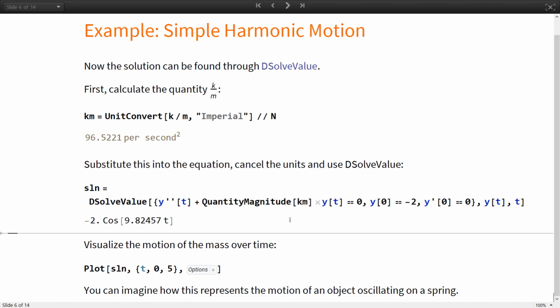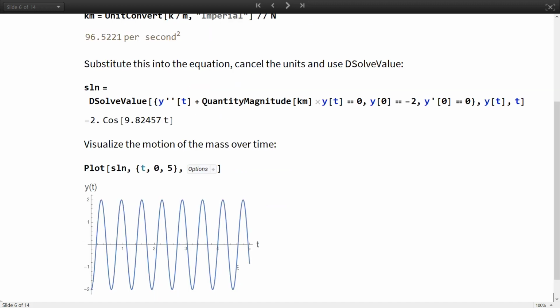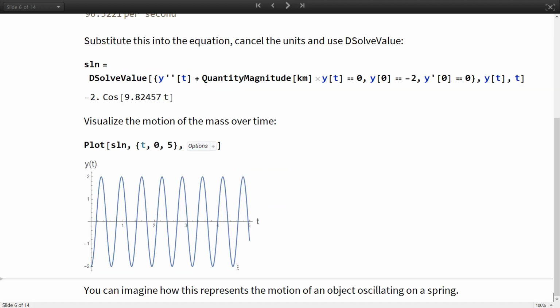We see that the solution is given in terms of a cosine, which makes sense because this should represent simple harmonic motion. Let's visualize y of t, which gives the position of the object over time. One can imagine how the oscillatory motion shown in the plot represents an object oscillating on a spring.